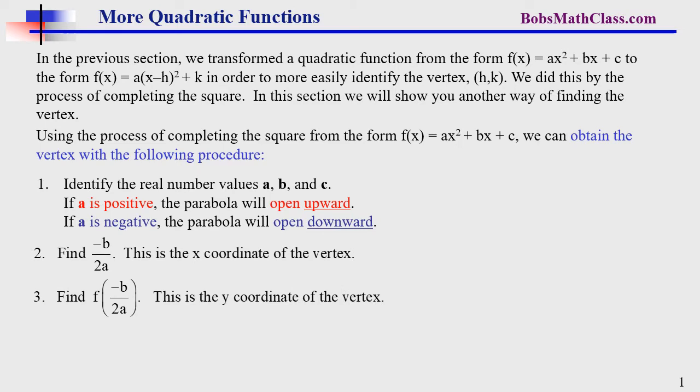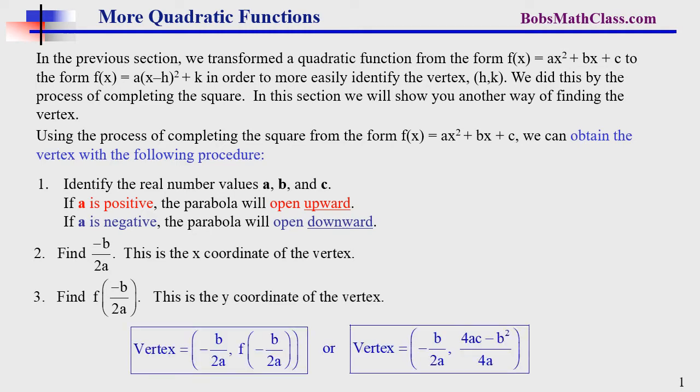And then to find the y value, we're going to find f of negative b over 2a. That's it. We're not going to use completing the square. We're just going to use negative b over 2a to find x, and then we're going to plug it in to find y. So this is another way of writing the vertex. Again, the x value is negative b over 2a, and the y value is f of negative b over 2a.